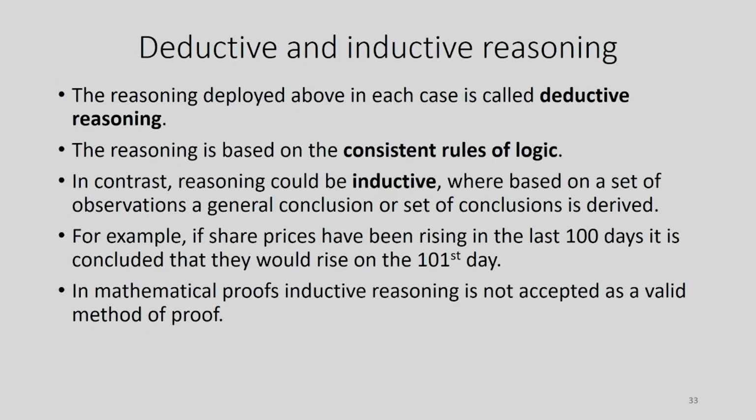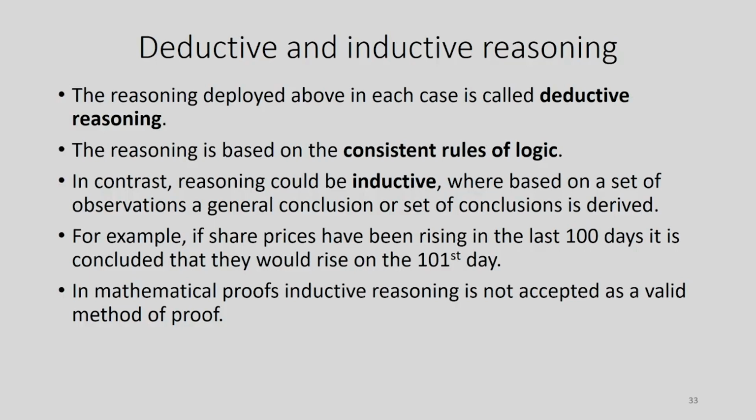Finally, we talk about what are known as deductive and inductive reasoning. The reasonings we have deployed above in each case is called deductive reasoning. What is deductive reasoning? This reasoning was based on the consistent rules of logic. We just proceeded logically with some given things and we tried to argue our case. In contrast, reasoning could be inductive, where based on a set of observations a general conclusion or set of conclusions is derived. An example is given here.